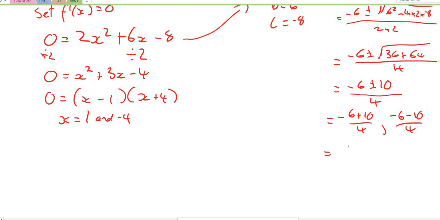-6 plus 10 is 4 over 4, which is 1. -6 minus 10 is -16 over 4, which is -4. So we did get to the same answer. Obviously, the left-hand side was quicker, but do remember, the left-hand side doesn't work all the time. Sometimes you have to use the right-hand side.